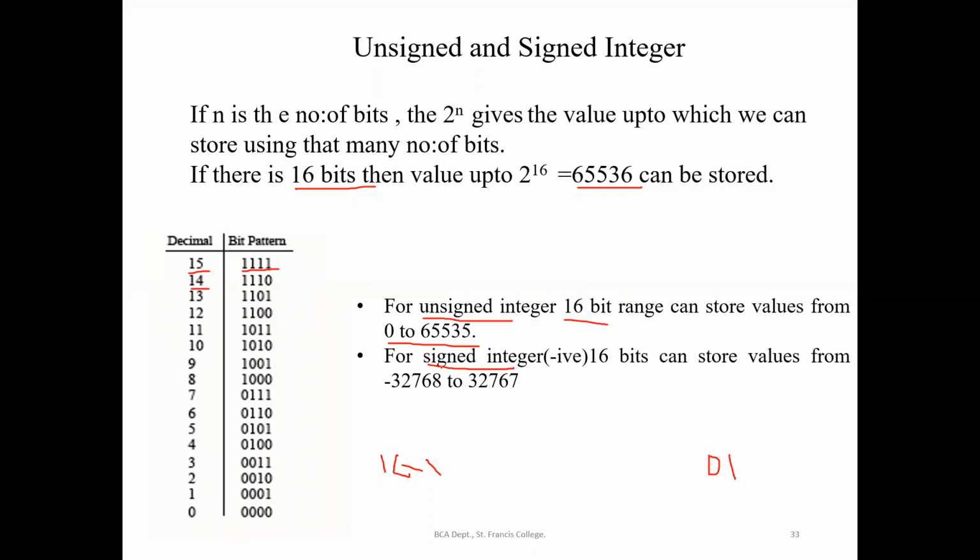But if I give it as a signed integer, what will happen? In order to store negative values, we declare it as signed integer. That time, the 16 bits can be used to store both negative and positive values. So we are not storing from 0 to 65,000. We will be storing from minus 32,768 to 32,767. That means in between, 0 will be there.